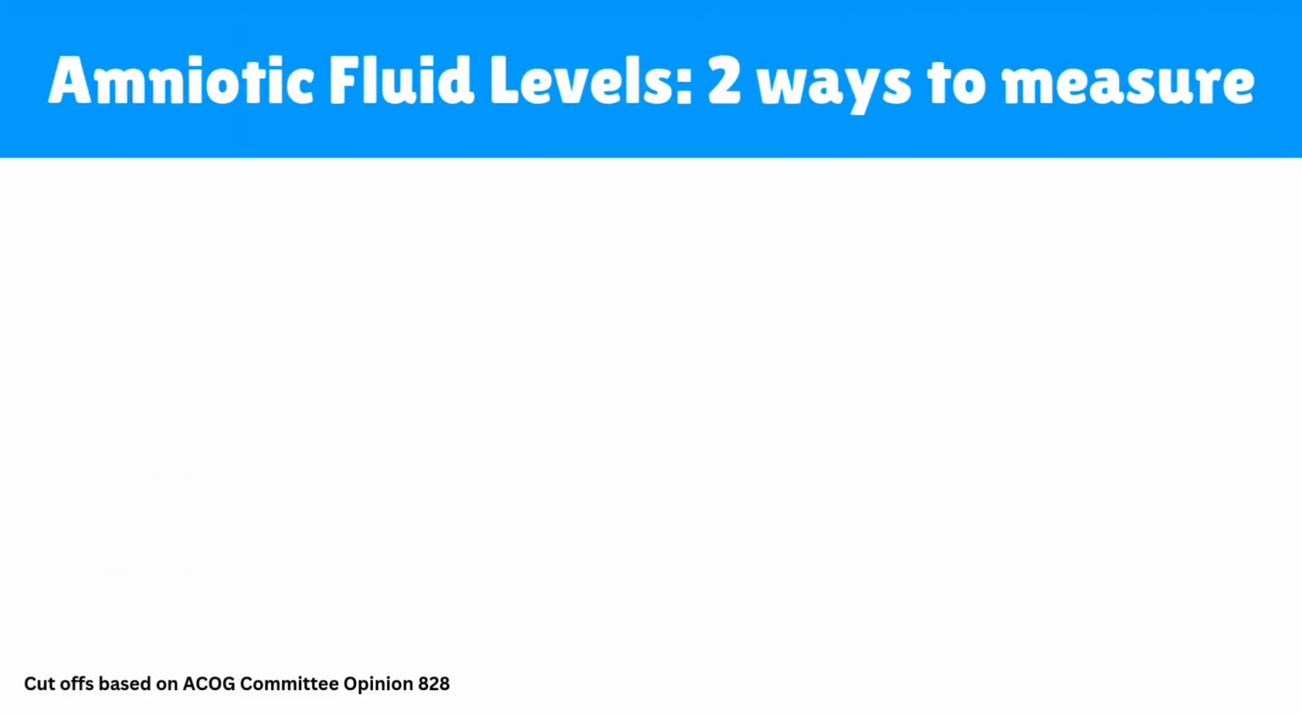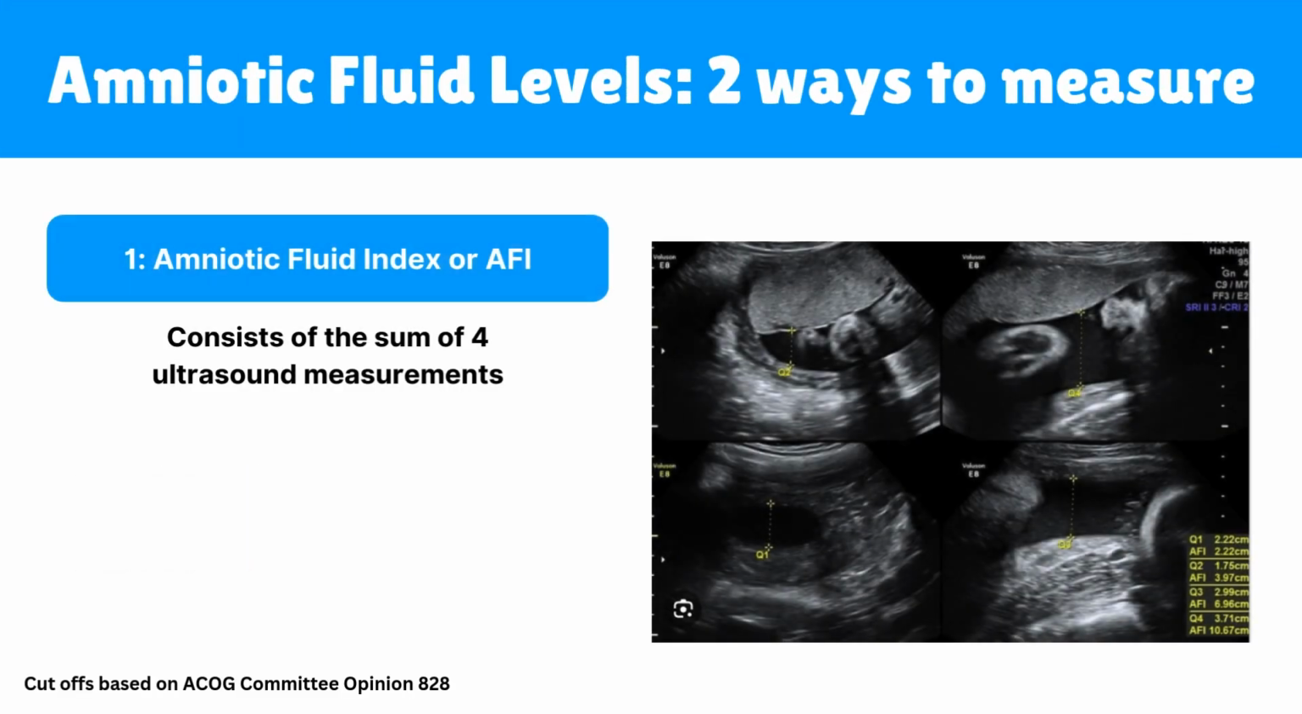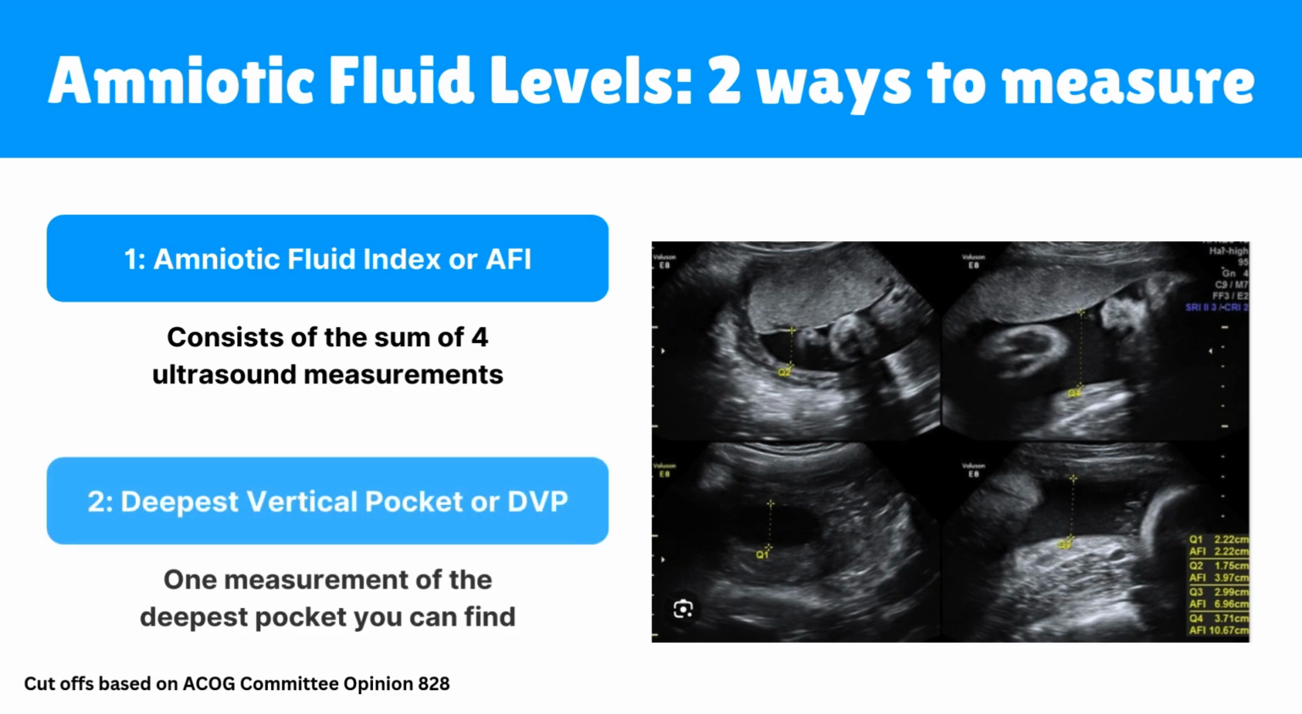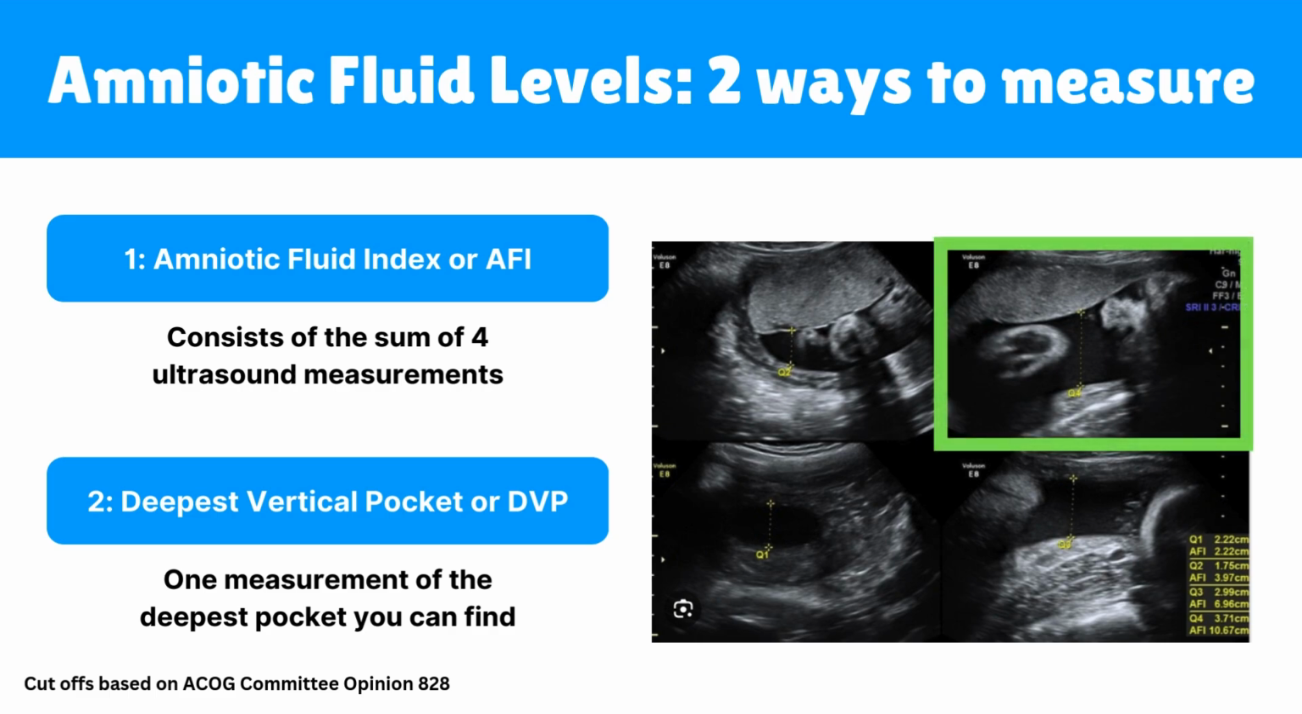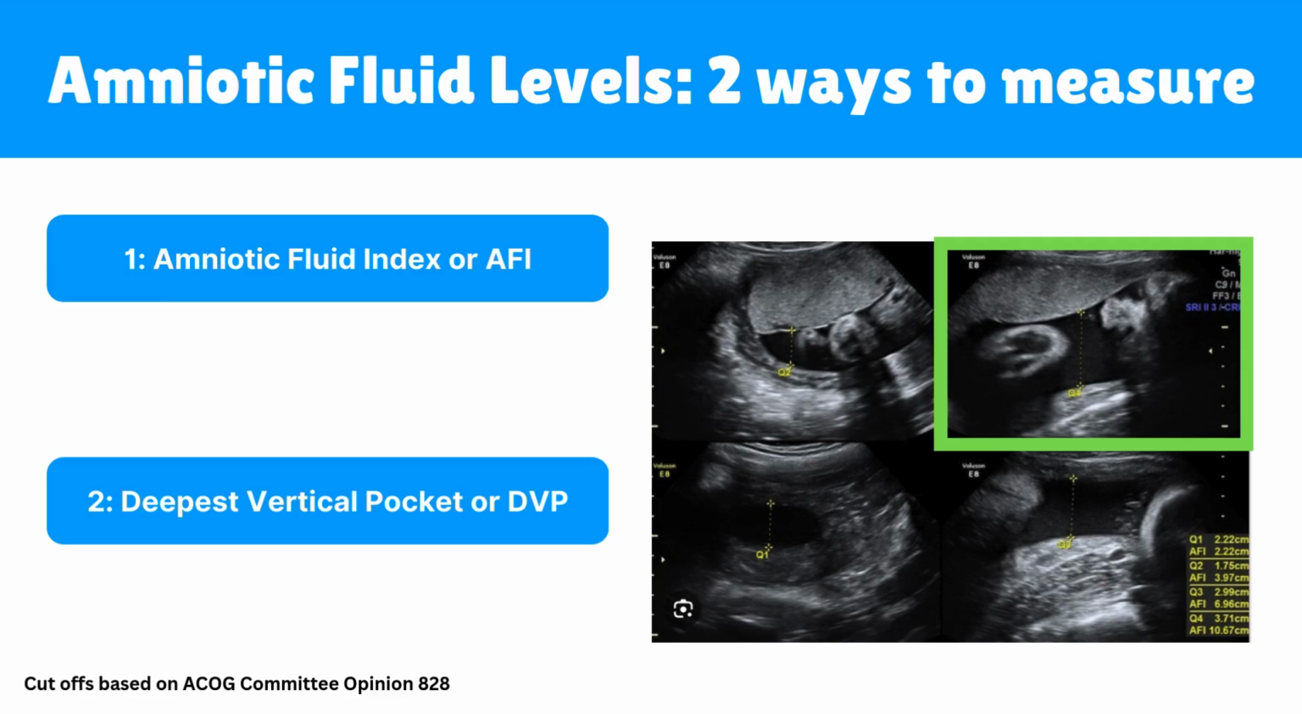There are 2 ways to measure amniotic fluid levels. 1. Amniotic fluid index, or AFI, consists of the sum of 4 ultrasound measurements. 2. Deepest vertical pocket, or DVP, refers to a single measurement, the deepest pocket you can find. The DVP in this example is marked with a green box. Normal amniotic fluid volumes include an AFI between 5 and 24 centimeters, or a DVP between 2 and 8 centimeters.